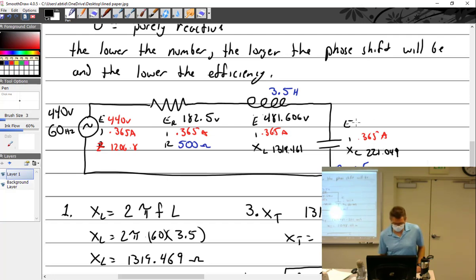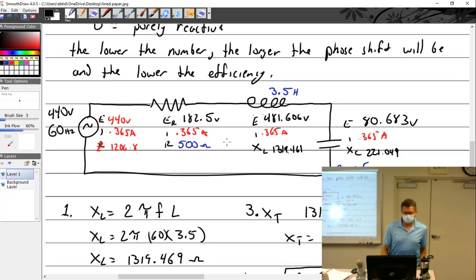221.049. Okay. So X of C becomes, or so E of C becomes 80.683. Wow, we did it. All we got to do is verify it. Well, we're not done yet. We still got to go.